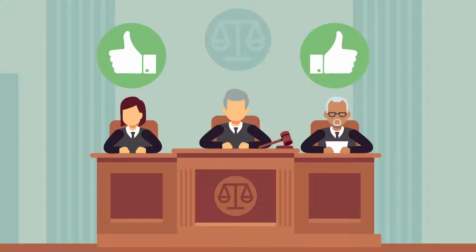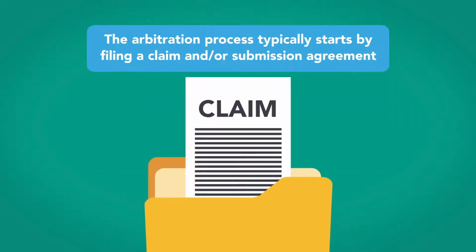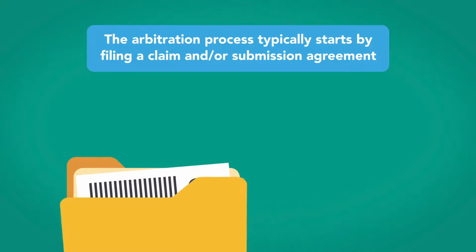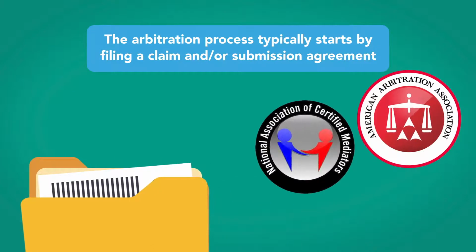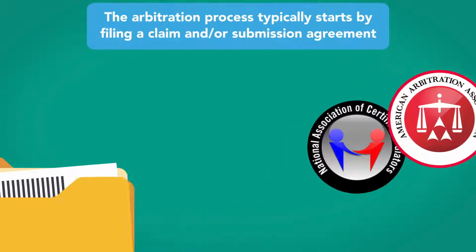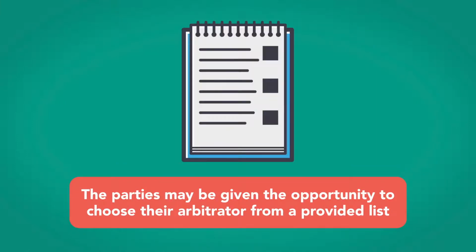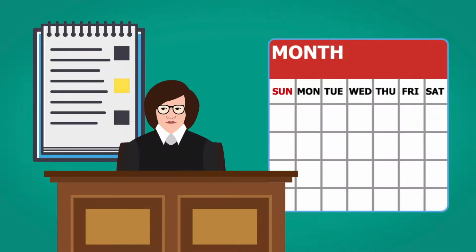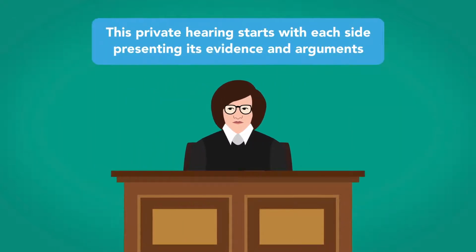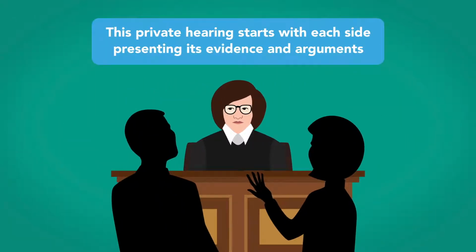The arbitration process typically starts by filing a claim and/or submission agreement with an arbitration organization or arbiter. Depending on the organization, the parties may be given the opportunity to choose their arbiter from the provided list. Once an arbiter is chosen, a hearing date is set. This private hearing starts with each side presenting its evidence and arguments.